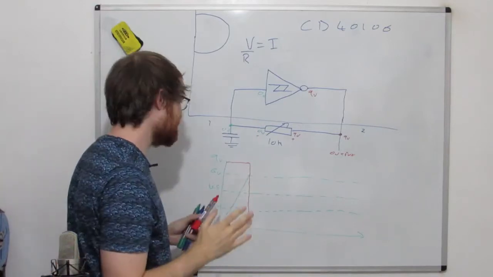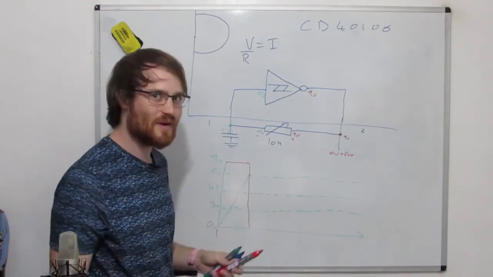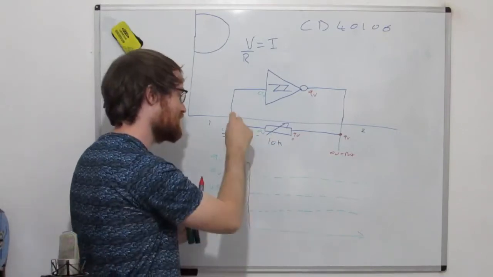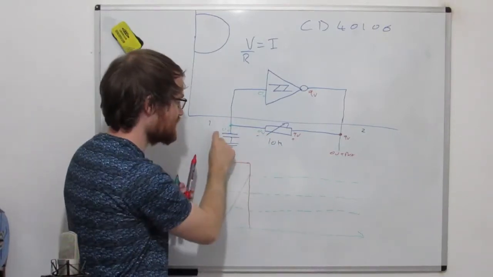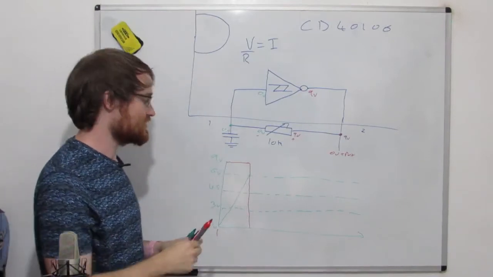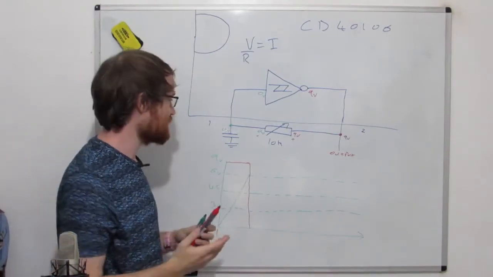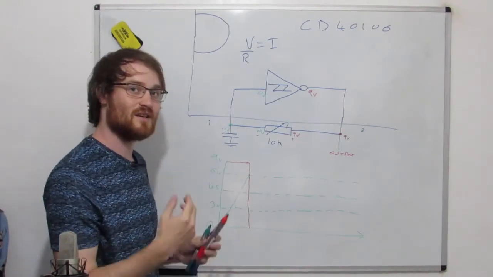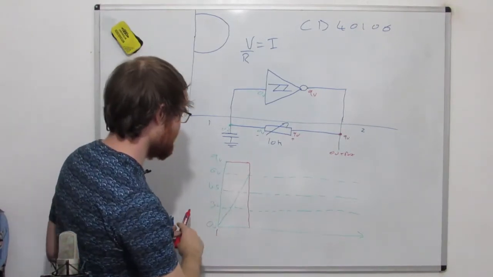Now current, does it flow through a capacitor? It doesn't really matter for now. Let's just think of it as flowing through this capacitor down to ground, and it's going to charge this capacitor up, because that's what capacitors do, they hold charge. And the voltage on this capacitor is going to slowly rise as it accumulates charge, right?